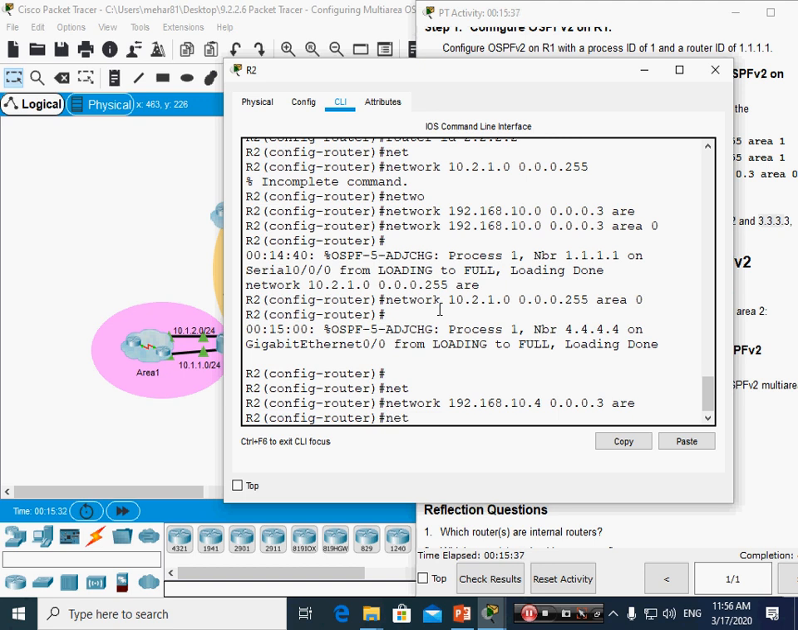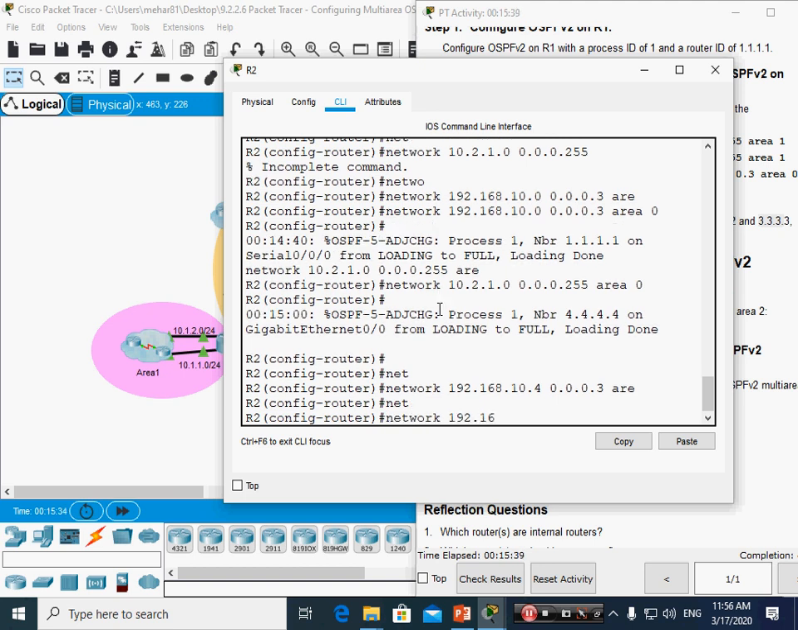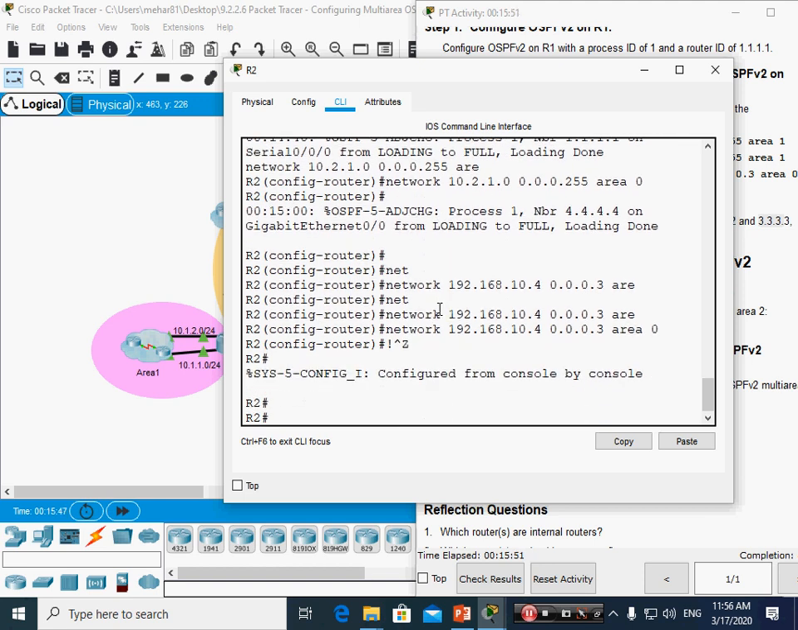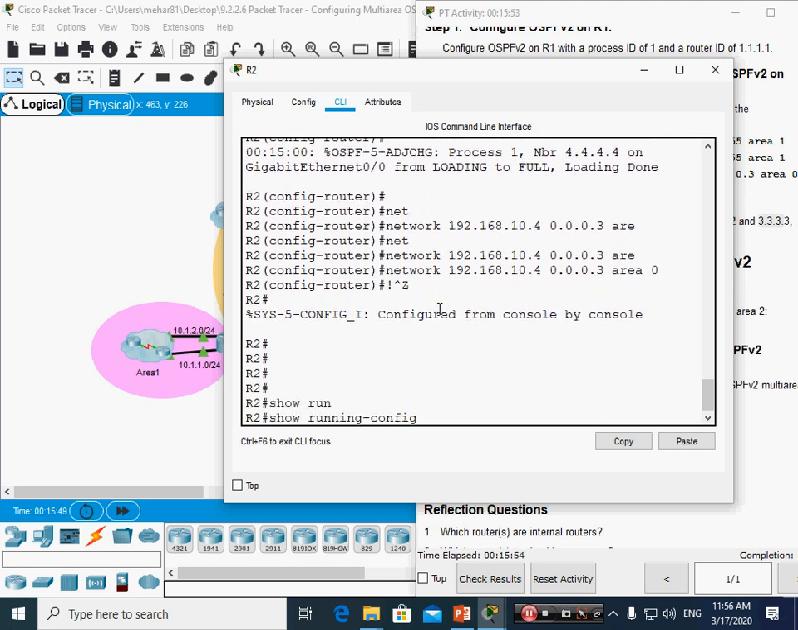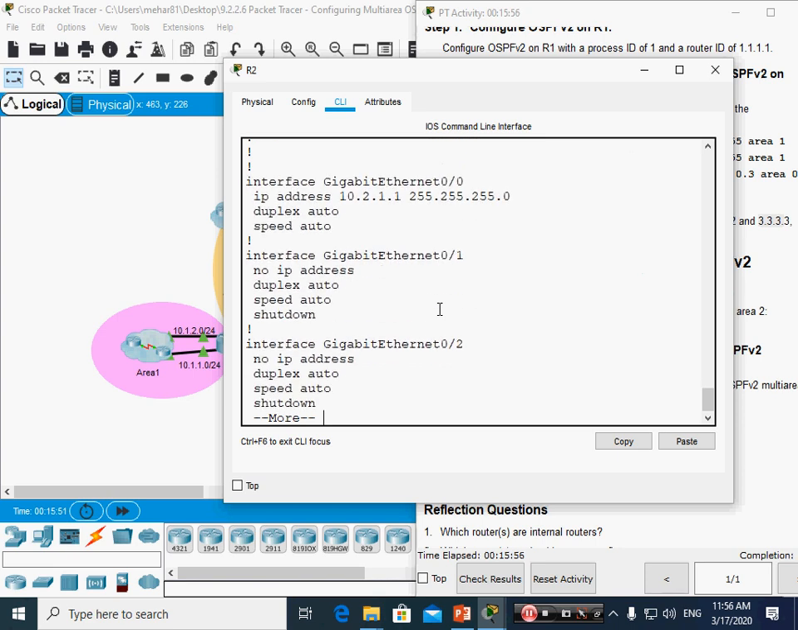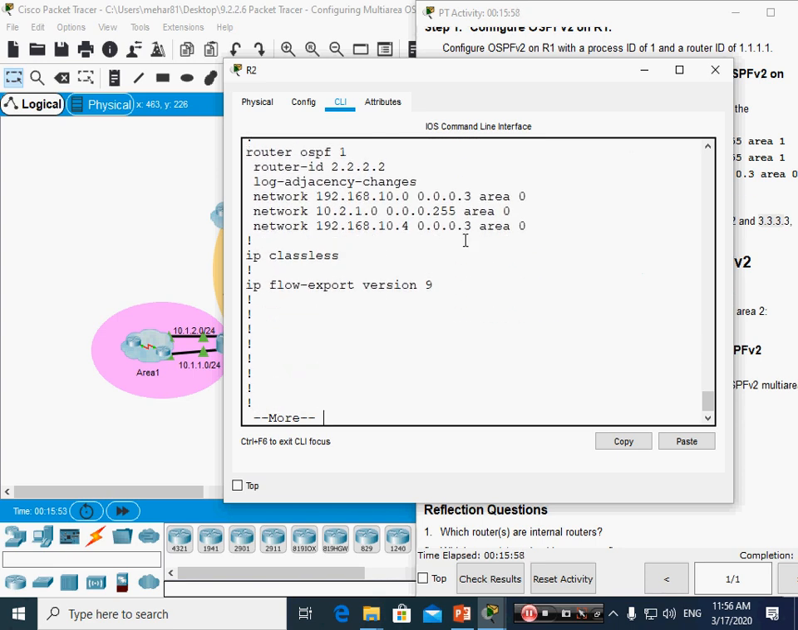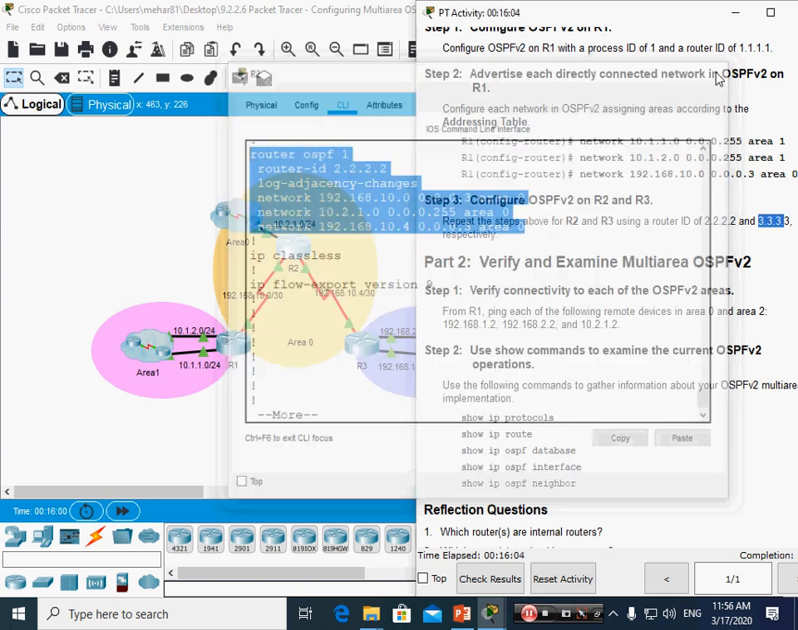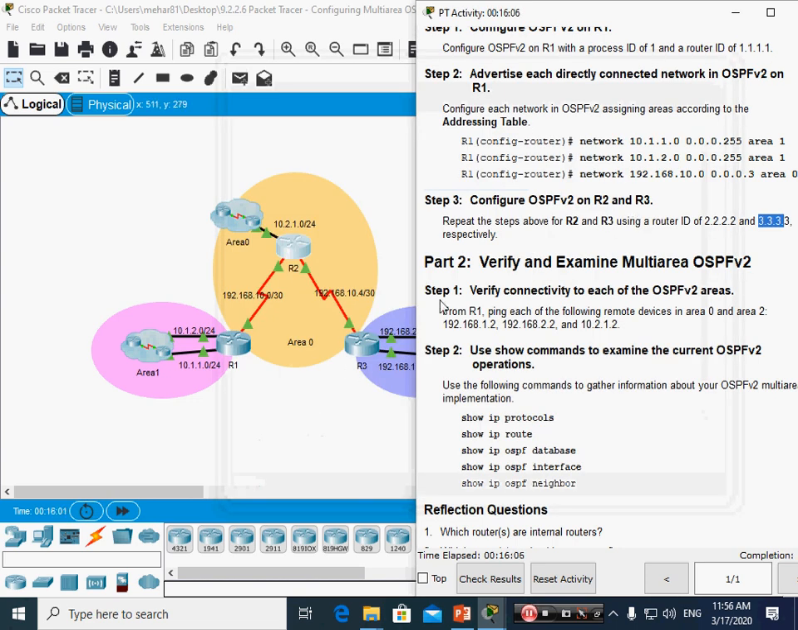Okay, again network 192.168.10.4 0.0.0.3 area 0. So area 0 is done. You configure all three networks; just type show run and you will see all three networks are configured. So this is done, and now you need to repeat the same steps in router 3.